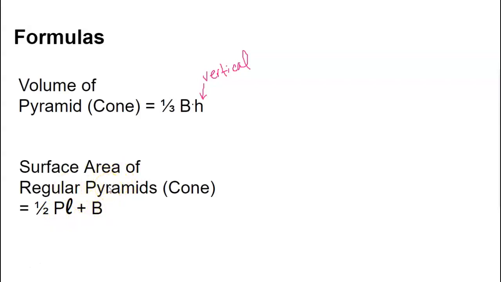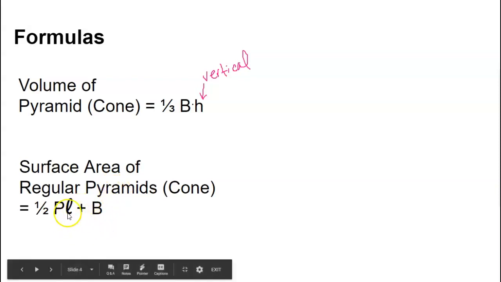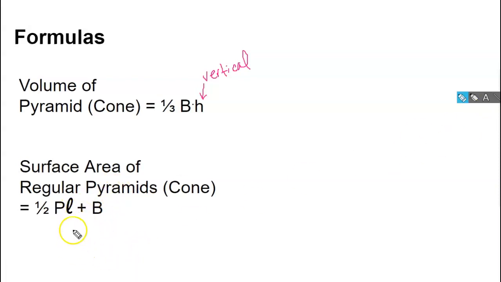But if it's not a regular pyramid, then you are going to have to find the area of the base and the area of your triangles around the side and add it up. I do want to point out that in the surface area formula, however, you do want to use the slanted height and not the vertical height. Because again, we're talking about the surface area, we're talking about those triangles on the side. So we're really interested in the heights of those triangles, not the height of the pyramid. So the slanted height is the height of the triangles, not the height of the pyramid. So for surface area and volume, for cones and pyramids, we have these two formulas.